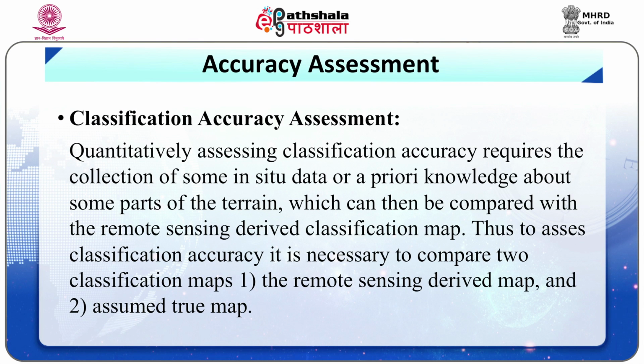Now, classification accuracy assessment. Quantitatively assessing classification accuracy requires the collection of some in situ data or a priori knowledge about some part of the terrain which can be compared with the remote sensing derived classification map. Thus, to assess classification accuracy, it is necessary to compare the two classification maps: the first, the remote sensing derived map, and the second, the assumed true map.